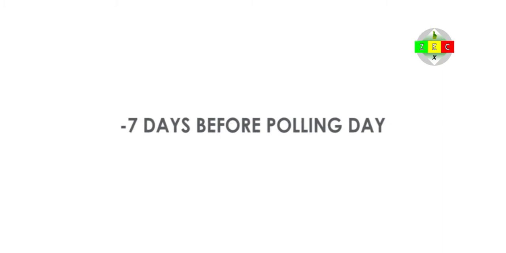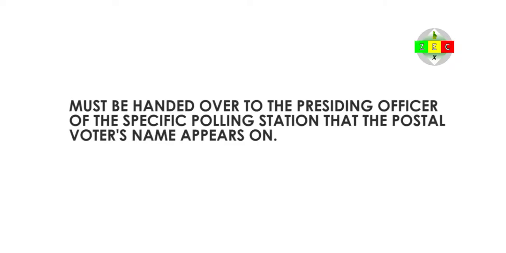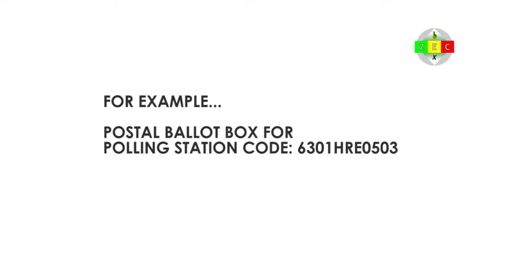In turn, the constituency elections officer is responsible for ensuring that each postal voter envelope is resorted and packaged such that it will be handed over to the presiding officer of the specific polling station that the voter's name appears on. After being separated into specific polling stations, these sorted postal voter envelopes will remain closed and will be sealed either inside a tamper-evident envelope or in a dedicated ballot box marked as Postal Ballot Box for polling station code XYZ.